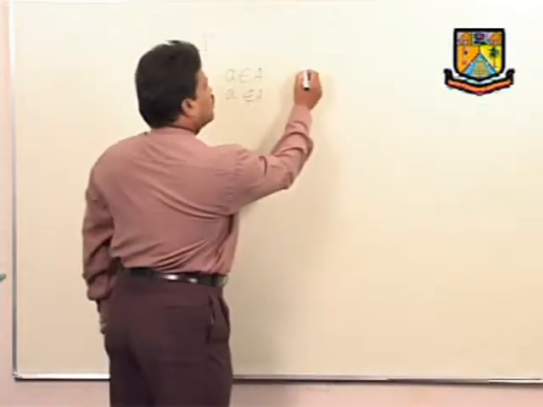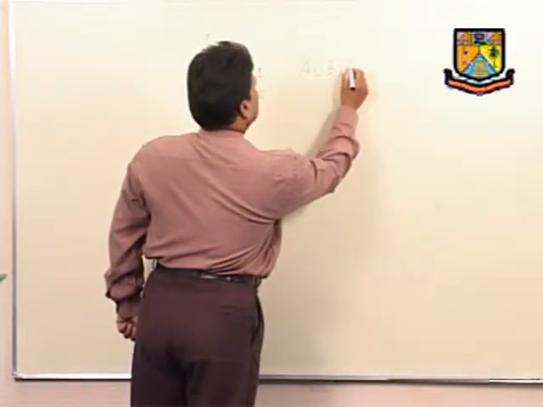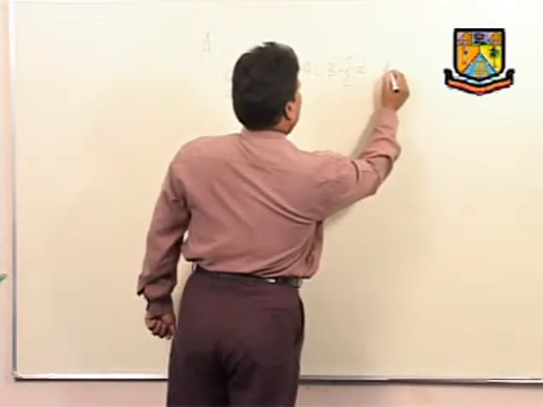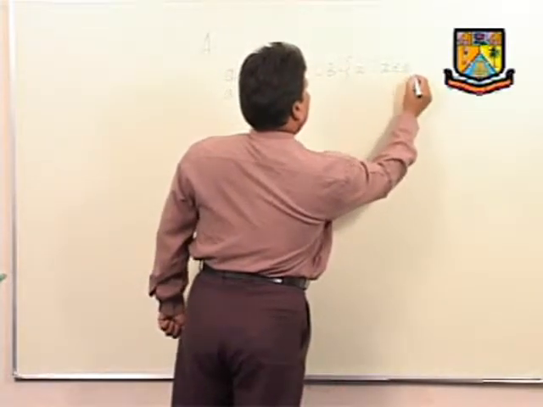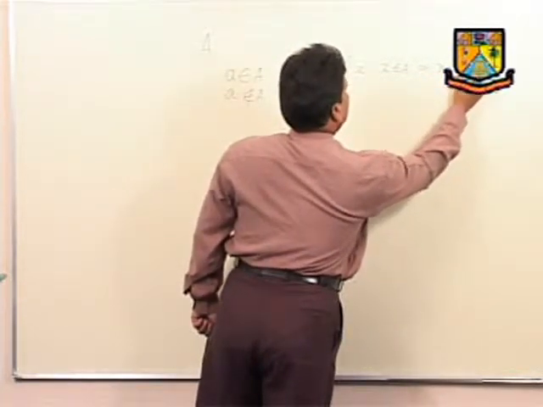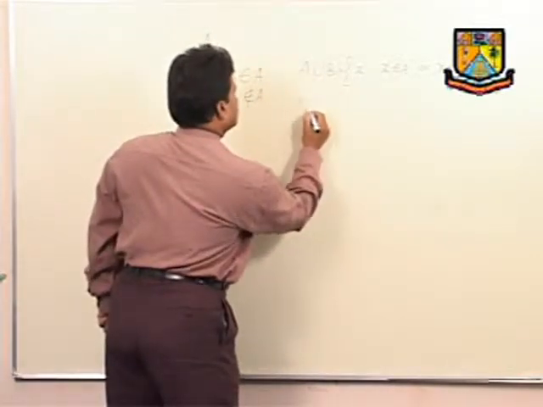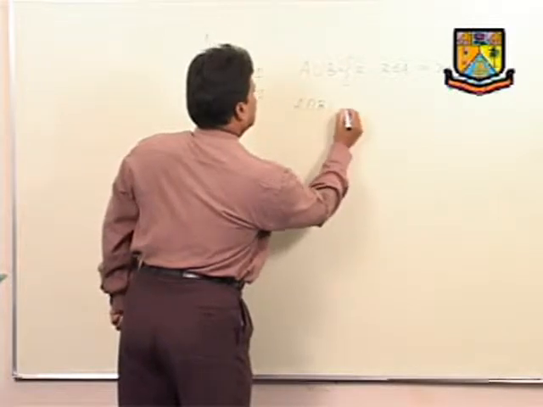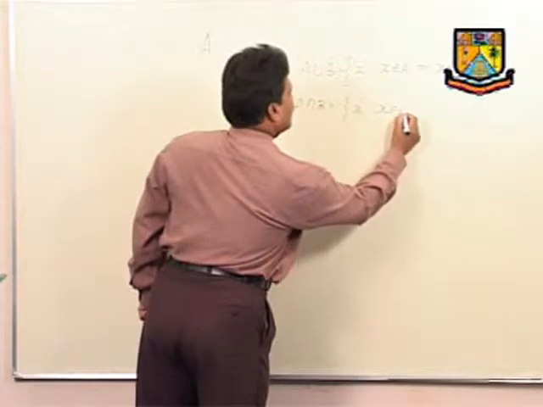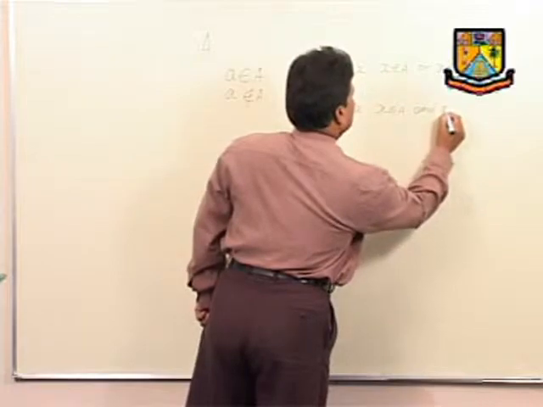A union B is defined like this. A union B equals the set of all x such that x is in A or x is in B. And the intersection is defined like this. A intersection B is equal to the set of all x such that x is in A and x is in B.